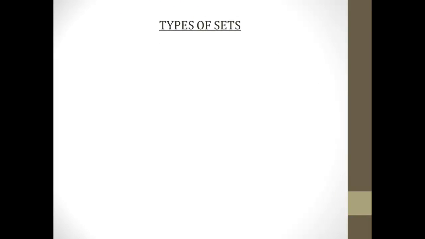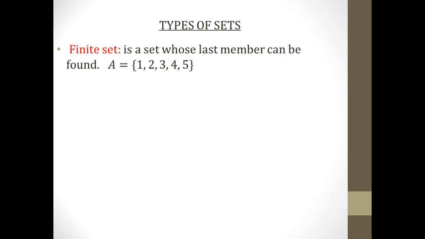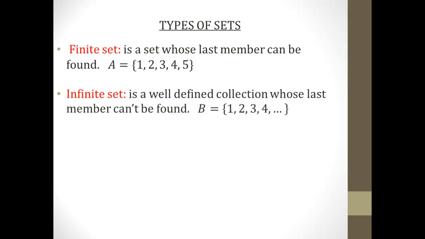Okay, so let's look at some of the types of sets. Firstly, we start with the finite set. When a set is given and its last member can be found, it is called a finite set. So a finite set is a set whose last member can be found. What's an infinite set? An infinite set is the opposite of finite. If its last member can't be found, then it becomes an infinite set. So it's a well-defined collection whose last member can't be found.